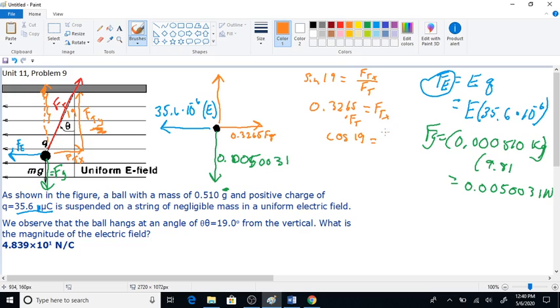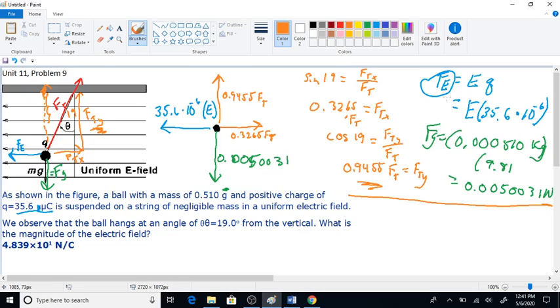So cosine of 19 is FTY over FT. Now we multiply by the cosine of 19, which I'm going to approximate as 0.9455. Your calculator better be in degrees, not radians, if you're using 19 degrees. That's critical. And this is FTY, so we're going to represent this now with 0.9455 FT.